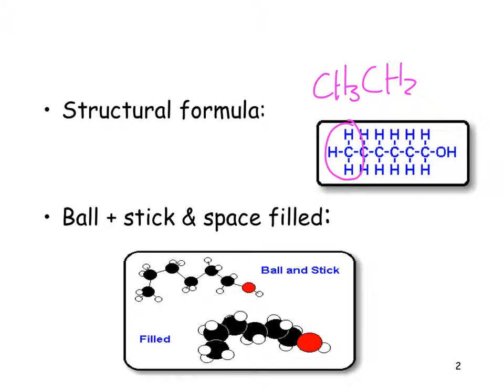So that full structural formula, let's just go back to the semi-structural, CH3, CH2. So what's on that carbon? What's on that carbon? What's on that carbon? All the way till the end where we go CH2OH. So that's the way you do your semi-structural.